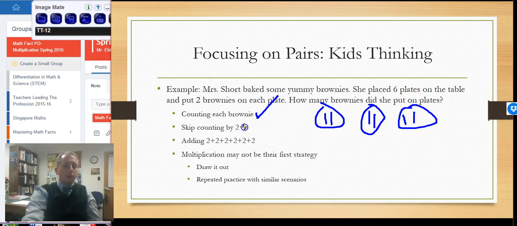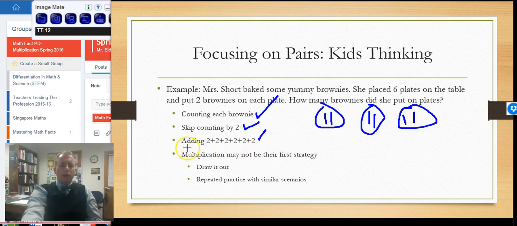Some kids might skip count, right? So they might say, well, that's 2, 4, 6, 8, 10, 12. Some kids might write it all out, right? They might say 2 plus 2 plus 2 plus 2 plus 2 plus 2. Again, nothing wrong with any of these strategies. They're all getting the same answer. They're all true to what multiplication is.